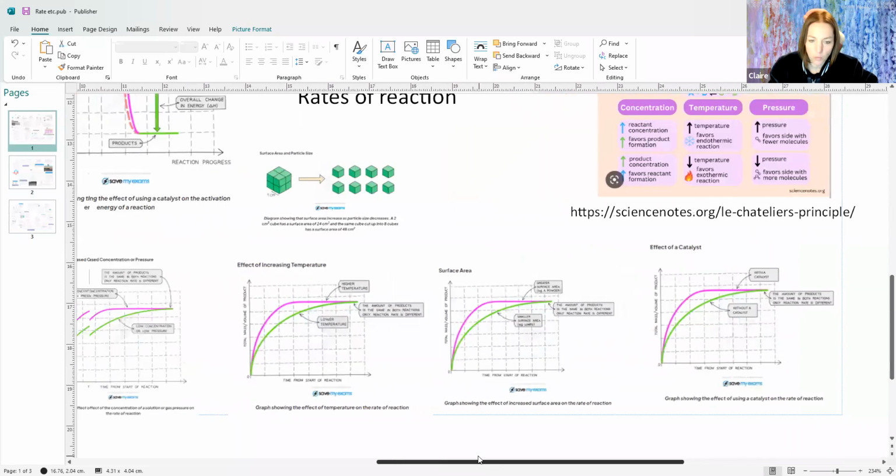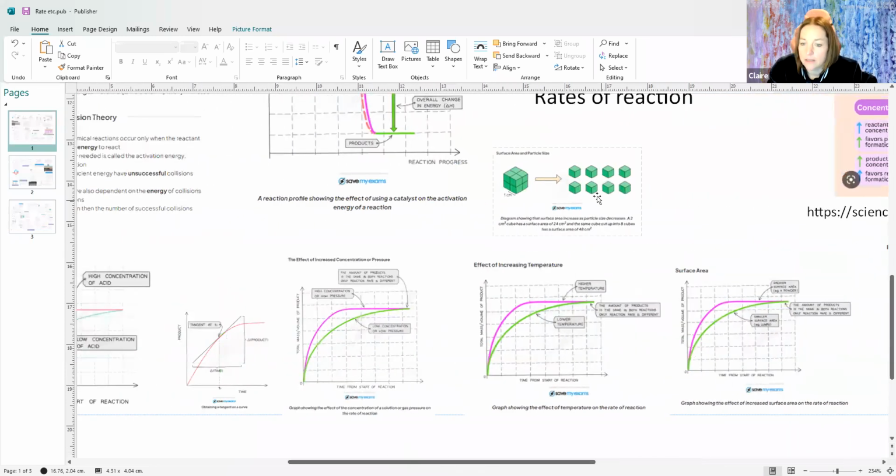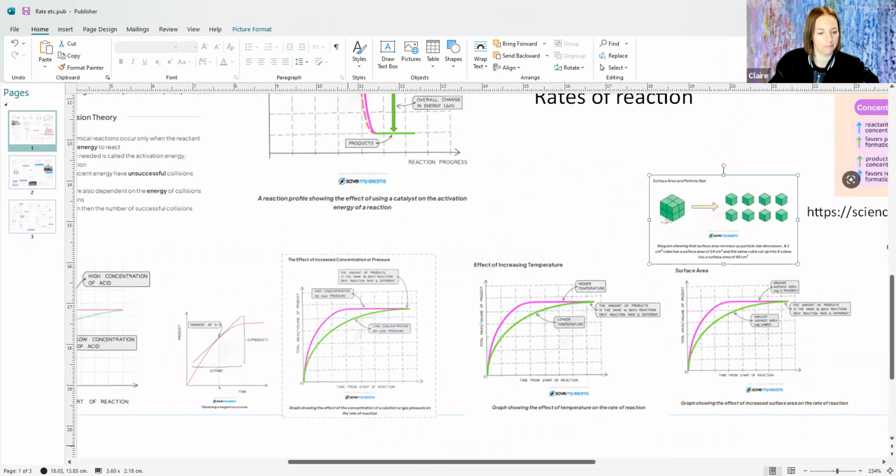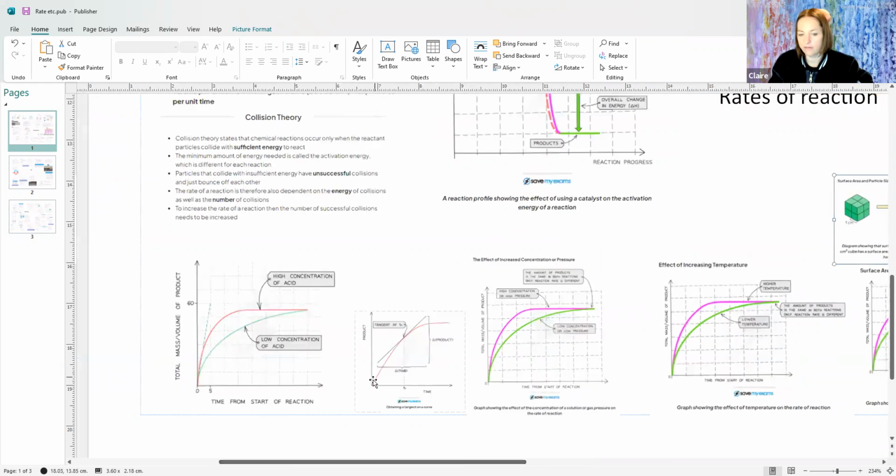With reactions as well, which I've put down here, I'm actually going to move that one over there. Where's my surface area one? Here we go. This goes with the surface area one there. Hold on, let me move across a bit. I've put a series of graphs here to show what happens with different factors when it comes to your rate of reaction, and how it can be increased or decreased.